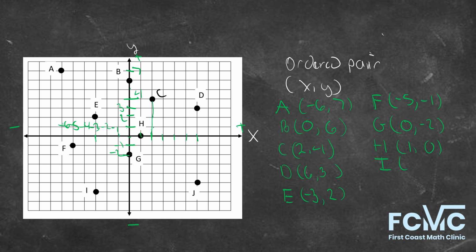I, we're moving over -1, -2, -3. And then down -1, -2, -3, -4, -5, -6. So -3, -6. And then J should be moving over 1, 2, 3, 4, 5, 6 on the x-axis, same as point D. And then we're moving down. We're only moving down 5. So 6, -5 for point J. Let's move on to a couple additional examples.